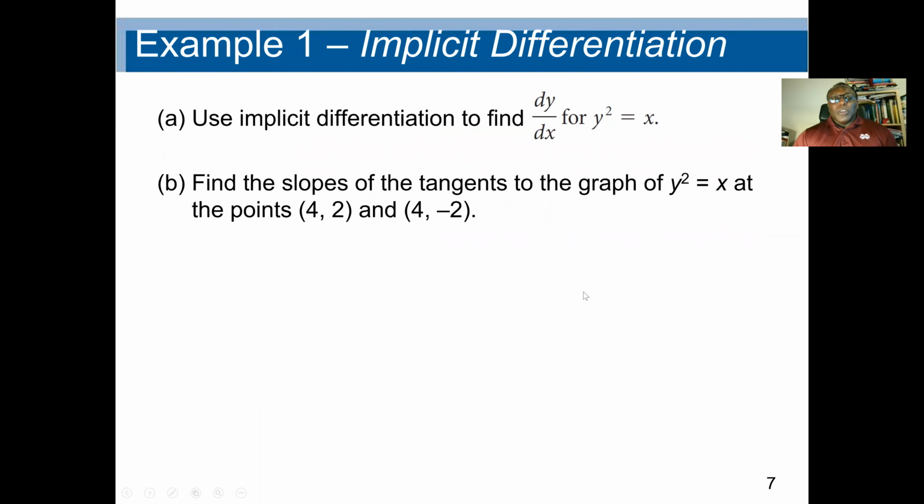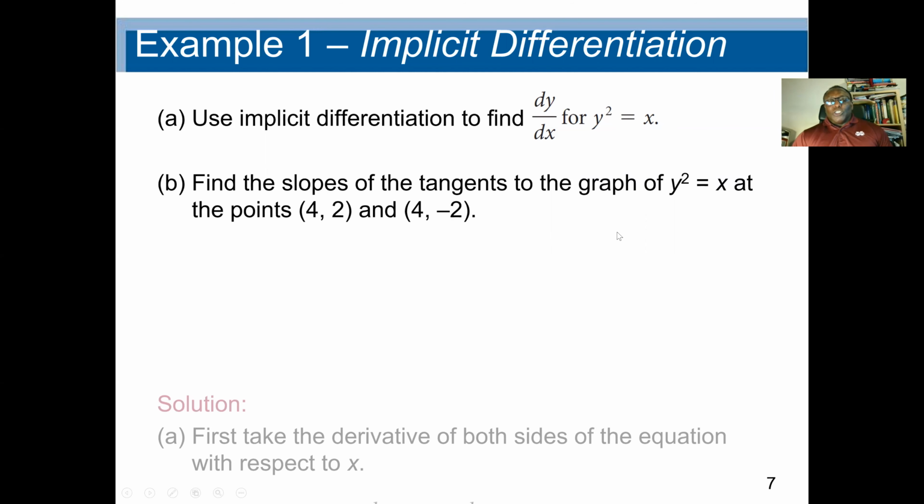We will see an example here. Using implicit differentiation, find dy/dx for y squared equal to x. We take the derivative of both sides, d/dx of y squared equals d/dx of x. Since y is the dependent variable, we use the chain rule. The derivative of y squared gives us 2y dy/dx, and the derivative of x gives us 1.